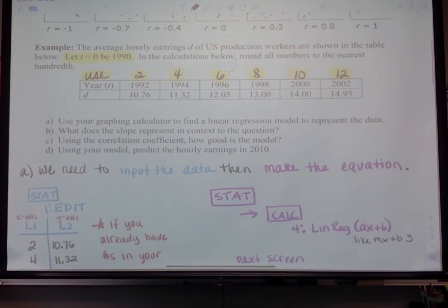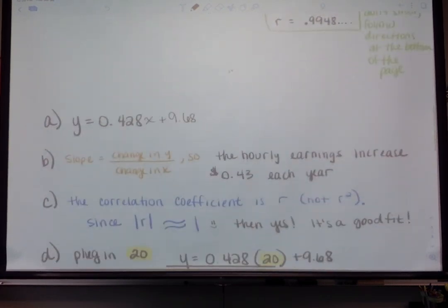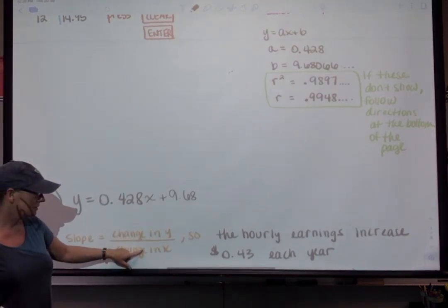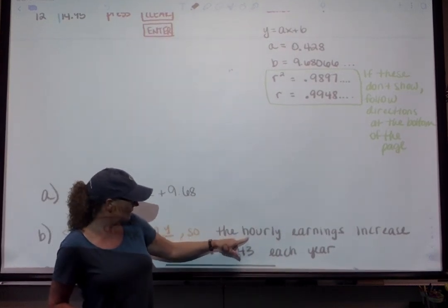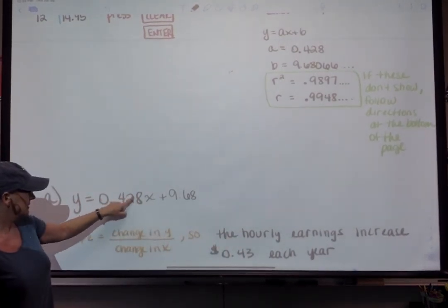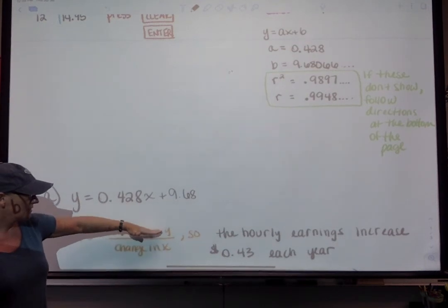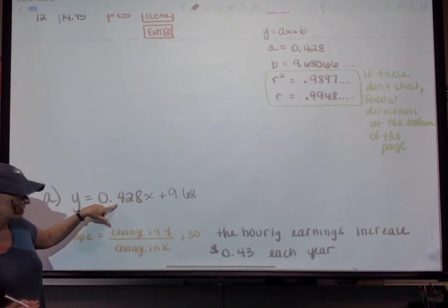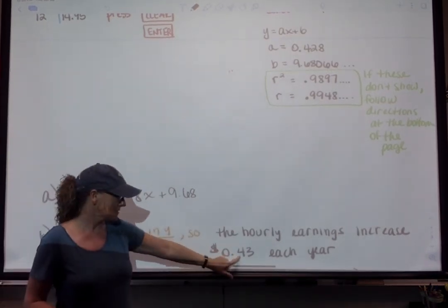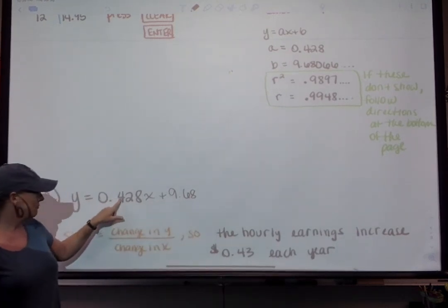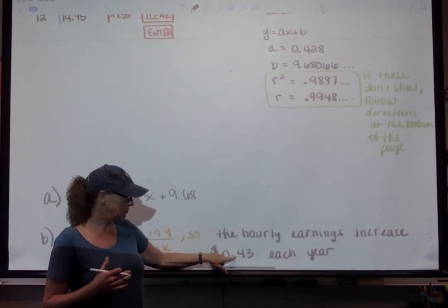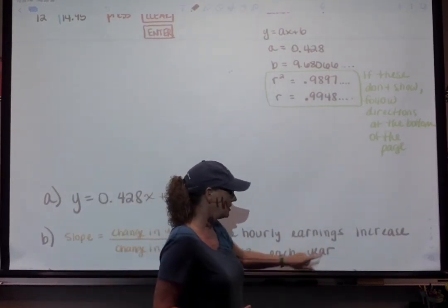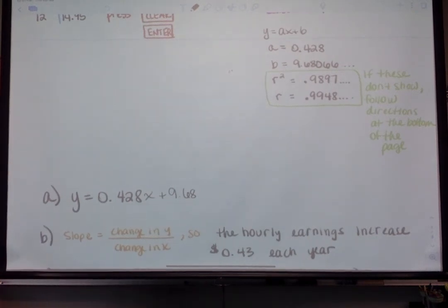And then part B, what does the slope represent? Keep in mind slope is the change in Y over the change in X. So this is saying that Y, the hourly earnings, increases by this amount, 0.428. We're talking money, so I'm going to talk money. It increases this amount each year. That's what the slope represents.